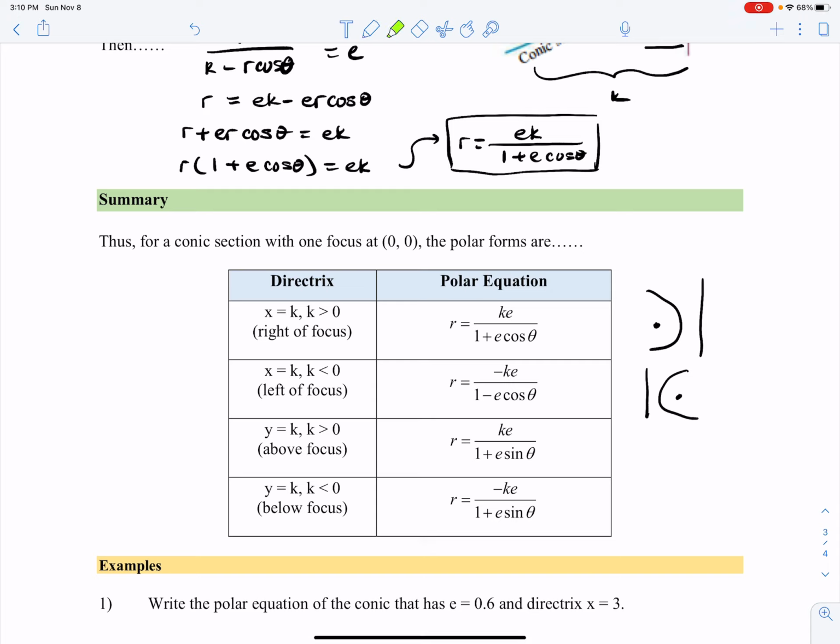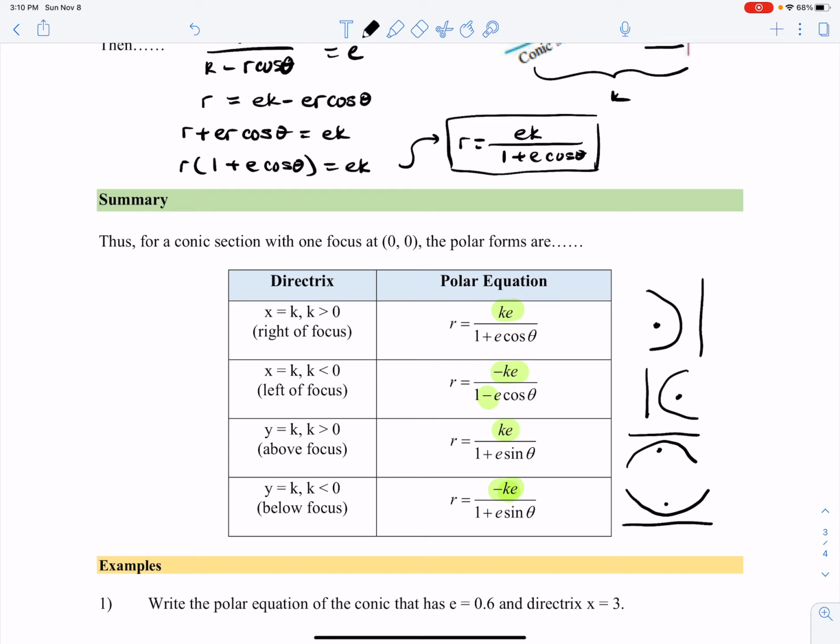Now keep in mind the things that are here. Notice there's a minus here. And notice that the numerator is negative as well. In fact, we're going to address that and just quick spot check. All of my numerators are either positive ke or negative ke. So we're going to get to the bottom of that. Okay. If we have a directrix that's above the focus, so something like this, means that the conic has to be opening down. And naturally, this means that this should be opening up.